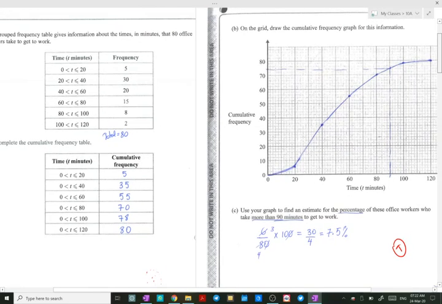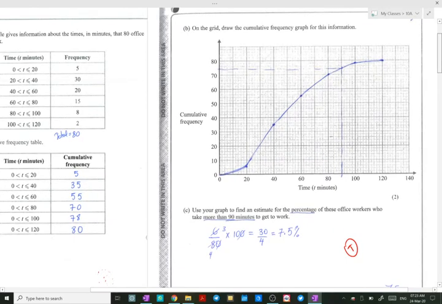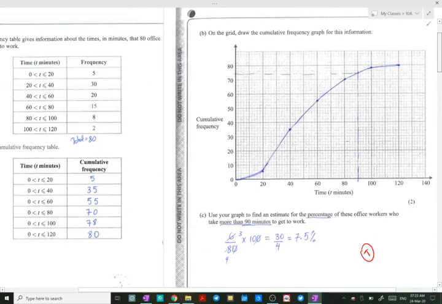This is part A. Part B, on the grid, draw the cumulative frequency graph for this information. So in order to draw the cumulative frequency graph, you need to consider the points on the x-axis and the points on the y-axis. The x-axis represents the time and the y-axis represents the cumulative frequency. So we start with 5 and we take the upper bound of the first class or interval, which is 20.